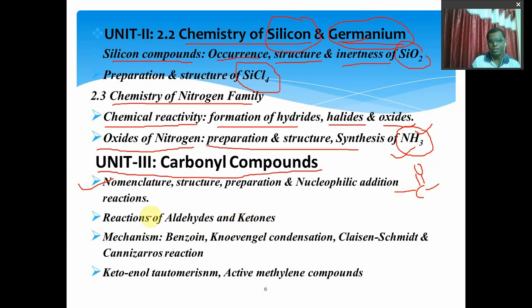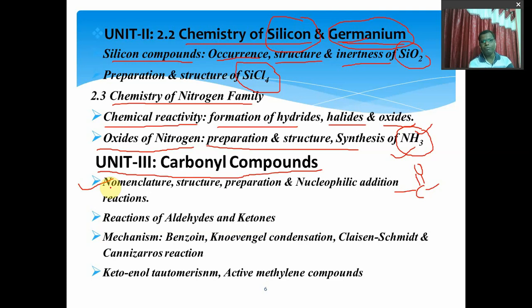Unit number 3 contains the carbonyl compounds, and in this unit you will study the nomenclature of carbonyl compounds, how to name them according to the IUPAC nomenclature system, what their structures are, how they are prepared, and how they show nucleophilic addition reactions. Because the carbonyl carbon is electron deficient and contains unsaturation, the characteristic reaction will be addition. As the carbonyl carbon is electron deficient, it reacts with nucleophiles, so the characteristic reaction of carbonyl compounds is nucleophilic addition.